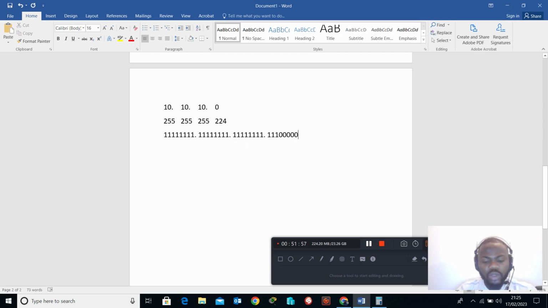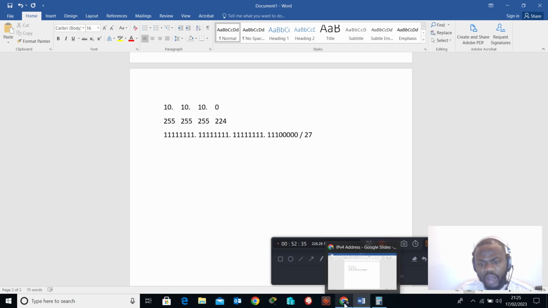Now let's do our slash notation. The slash notation is 8 plus 8, 16. We have 16 ones. Let me count it now. We have 1, 2, 3, 4, 5, then 16, 17, 18, 19, 20, 21, 22, 23, 24, 25, 26, 27. So this is a slash 27 notation. I don't know if you understand this logic, but this is the simple way I can explain this. This makes our life so easy.